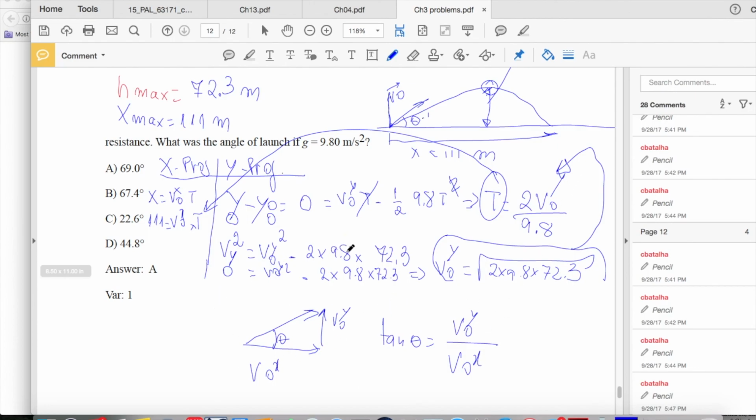So this problem has a 3-step solution. Projectile motion usually has a two-step solution. You have to go from x to y or vice versa. But this problem has another step because the initial velocity is not given, and that complicates it a little bit.